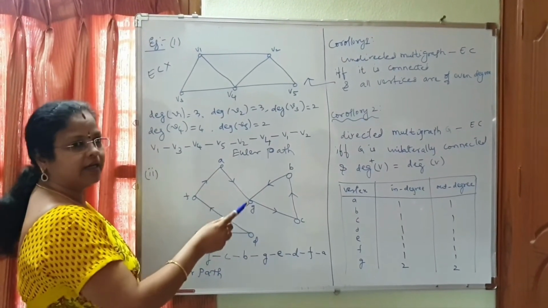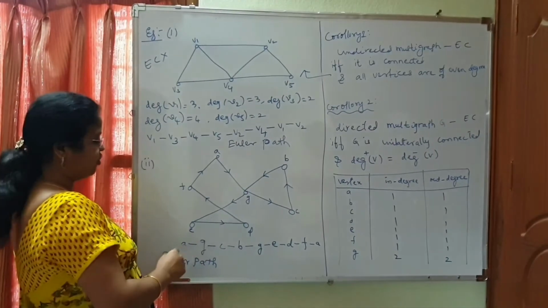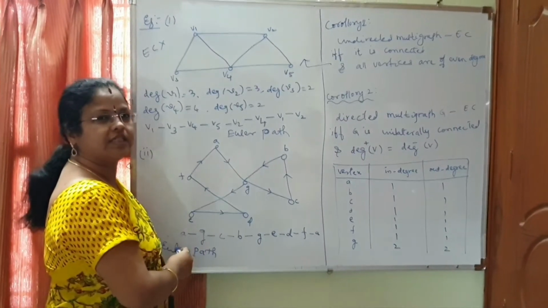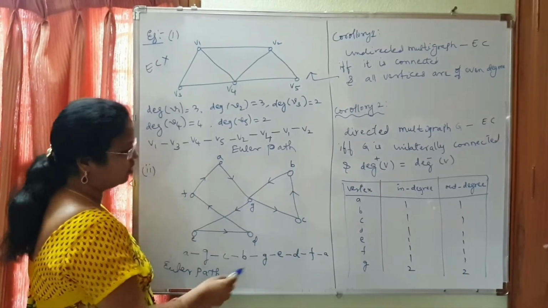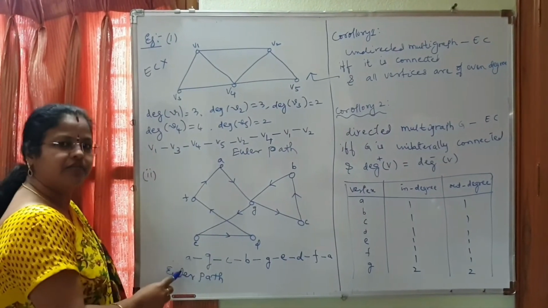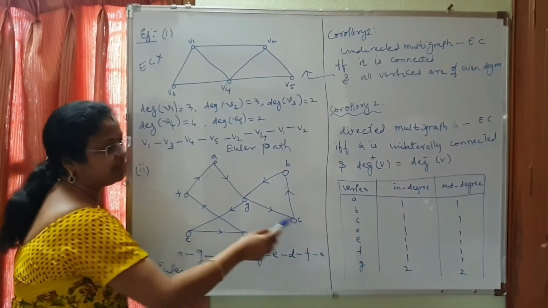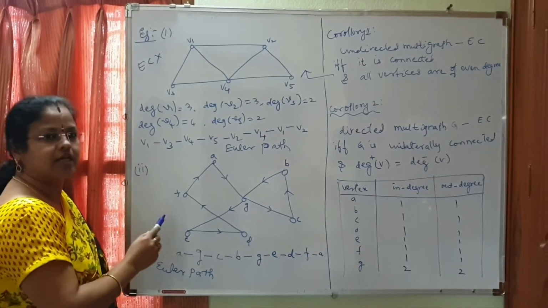Unilaterally connected means from one vertex to another vertex there must be reachability. From this graph we have that reachability. So therefore we can say that it is a unilaterally connected graph and also in degree is equal to out degree. And by the definition, for the Euler path we have the initial vertex and the terminal vertex the same. So therefore this graph has an Eulerian circuit as well as an Euler path.